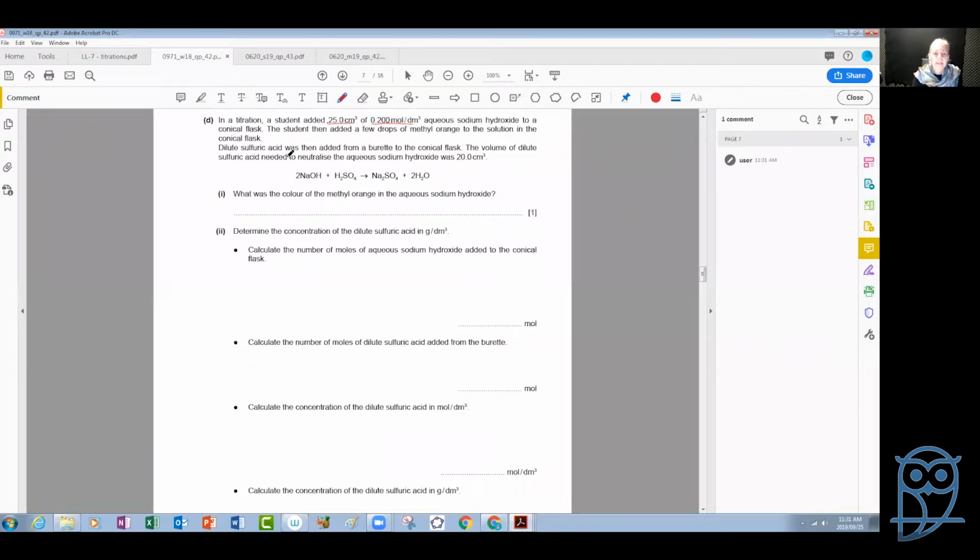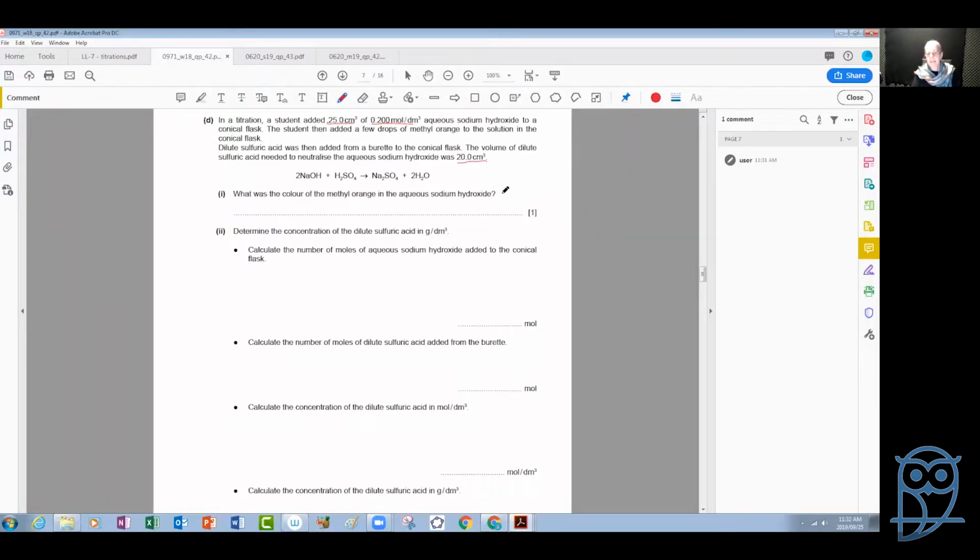Okay. The student then added a few drops of methyl orange to the solution in the conical flask. Dilute sulfuric acid was then added from a burette to the conical flask. The volume of dilute sulfuric acid needed to neutralize the aqueous solution of hydroxide was 20 cubic centimeters. So this is the volume of the acid that we added. Okay. So they give us here the neutralization reaction. What was the color of the methyl orange in the aqueous sodium hydroxide?